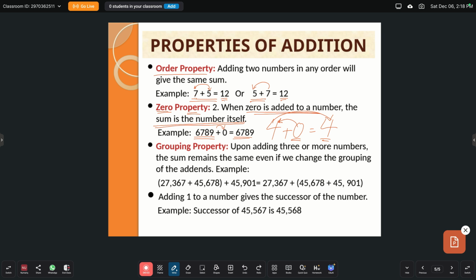Okay? It means that I was having 4 pens, and I didn't get any extra pens. So how many pens am I having? I am still having 4 pens. Okay, so this is zero property. Now coming to the third property of addition, that is grouping property.